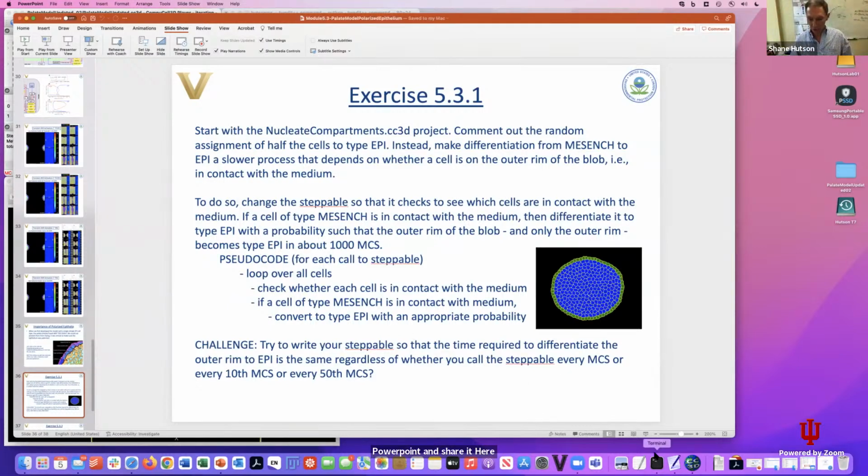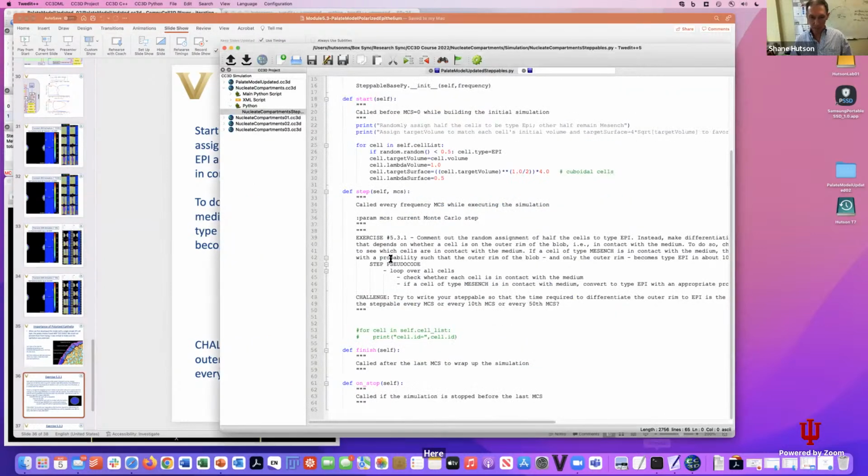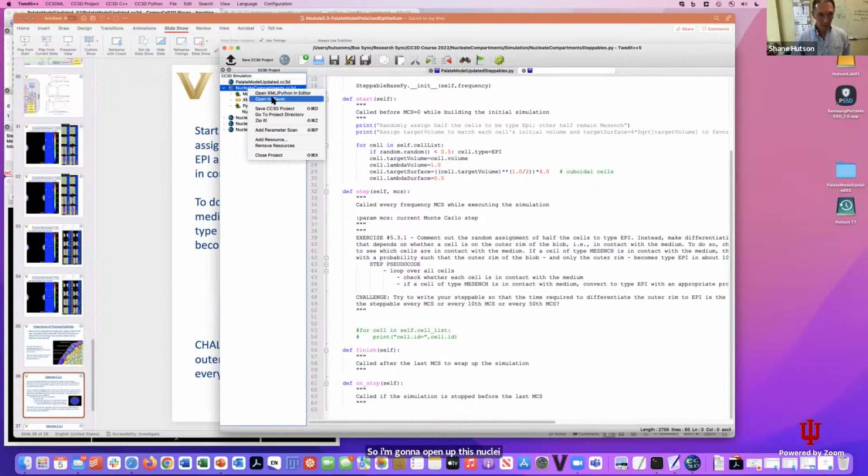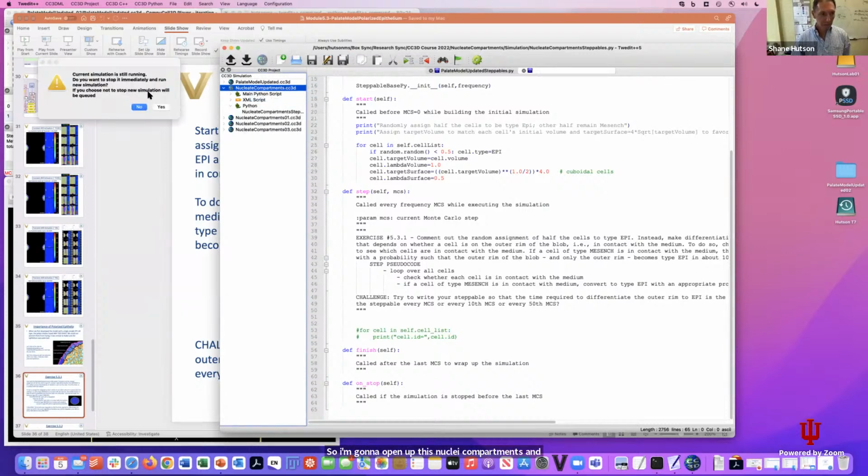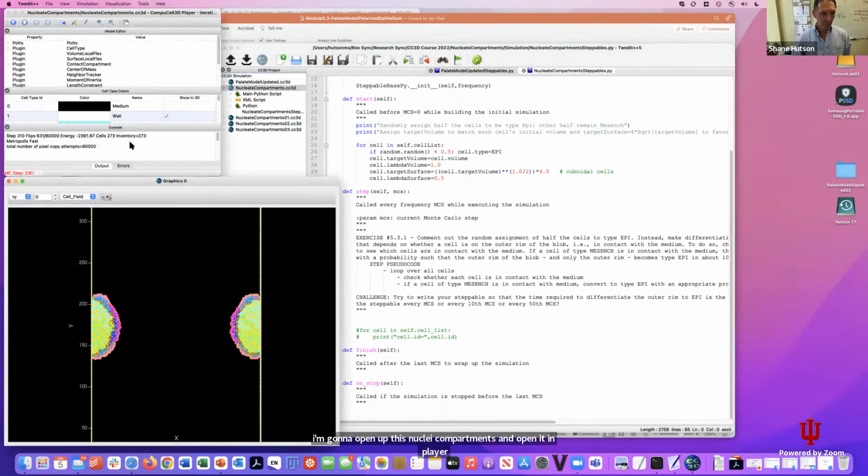Let me show you this. Let me go back here. So I'm going to open up this nucleate compartments and open it in Player. Stop the one that was running.